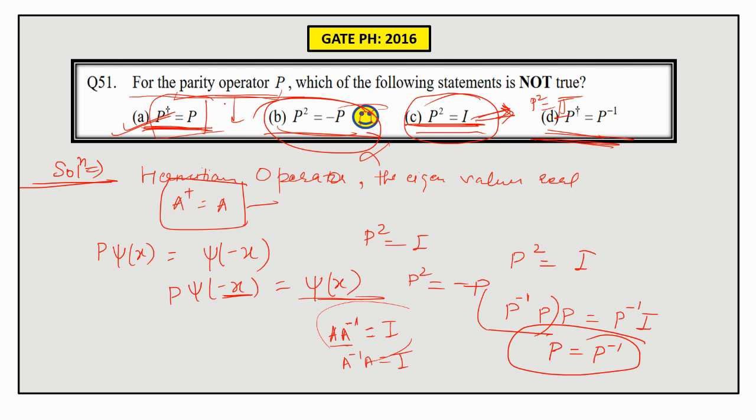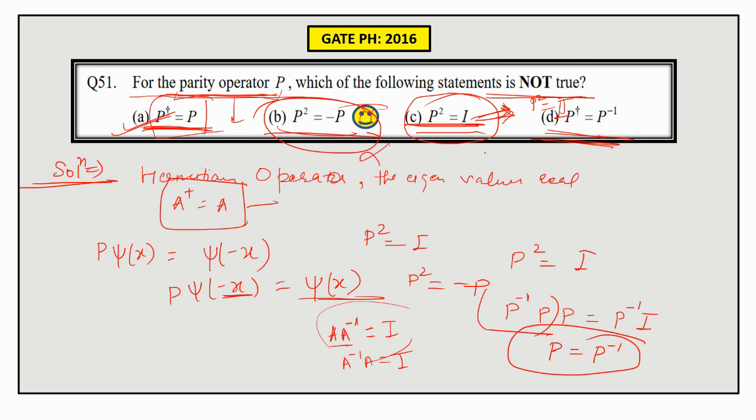Okay, I'll explain again. No problem. So this is the parity operator. You need to find out which statement is not true.